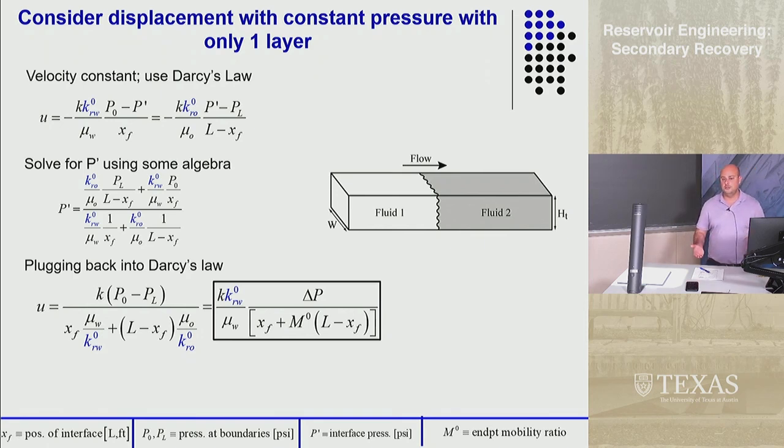This is effectively resistances in series, right? So this is equivalent to if you've taken an electrical engineering class and you had resistors in series and you're trying to calculate current, or if this was flow through two pipes of different resistance, it's the same idea. And you get this solution over here for velocity. Okay, so for a given pressure drop, the velocity is going to change depending on where this location is. Only way it wouldn't is if the mobility ratio was exactly 1.